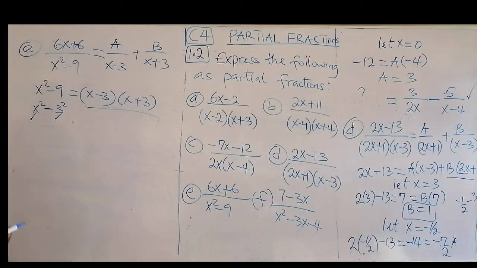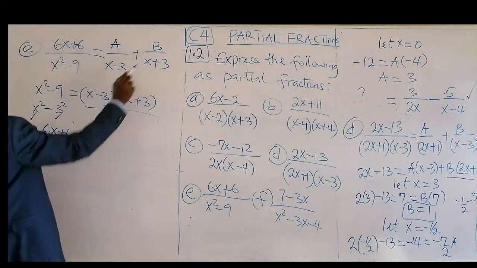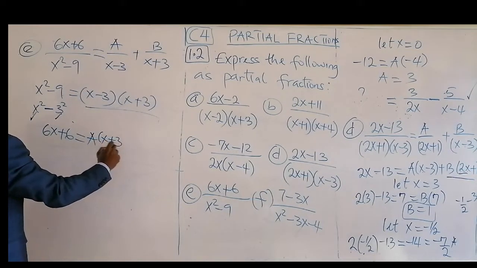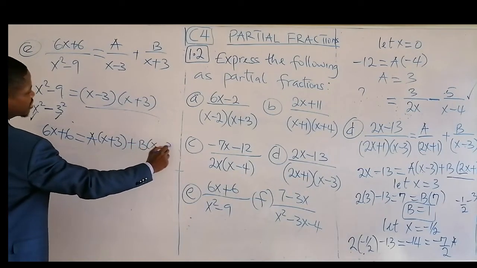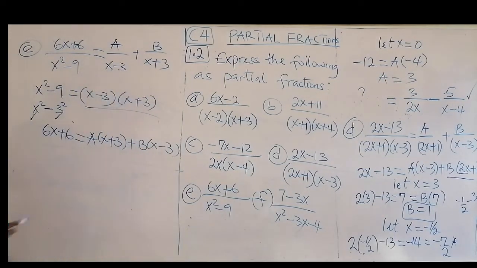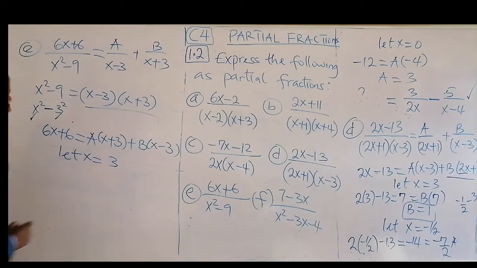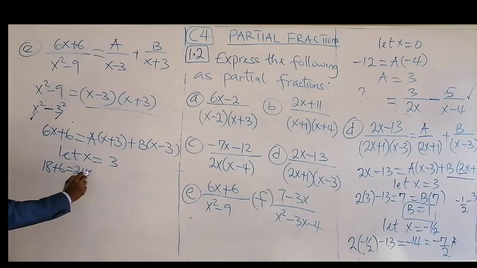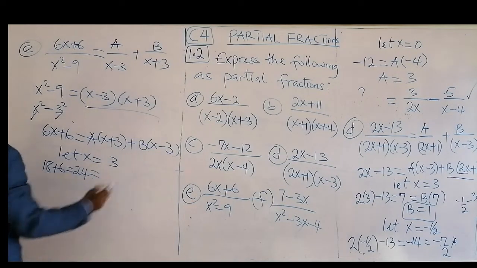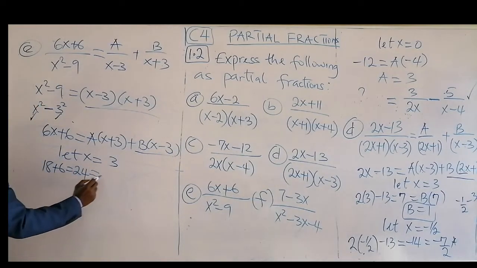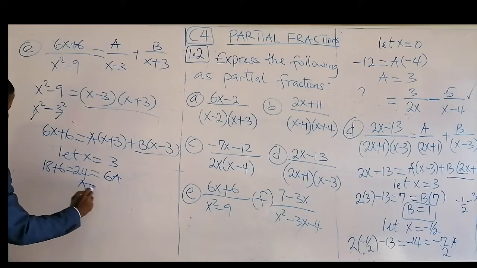So without wasting time, we know that the denominator on the left is the same on the right. So we're going to have 6x plus 6 equal to A times x plus 3, plus B times x minus 3. Let x equal to 3. So we have 6 times 3, that's 18, plus 6, that's 24, equal to 3 minus 3, that's this expression cancels, and I have 6A. A is 4.